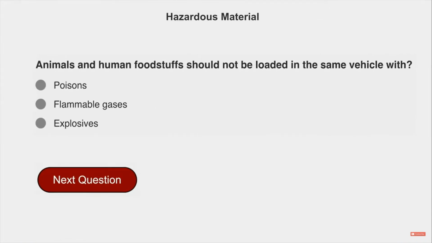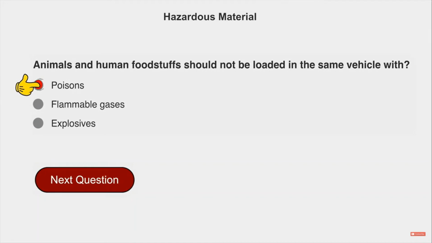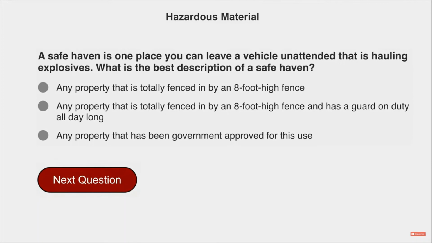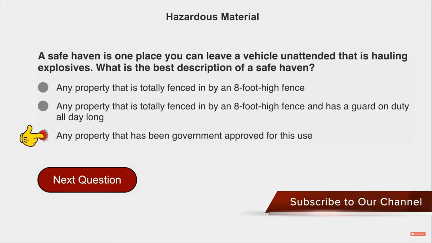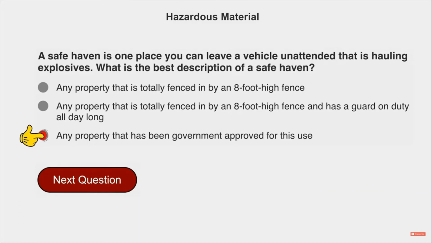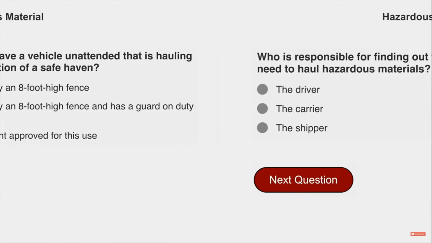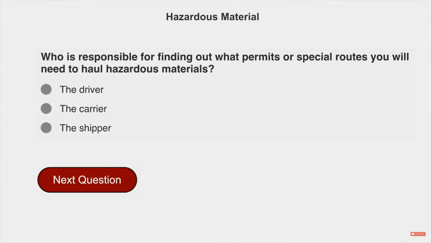Animals and human foodstuffs must not be loaded in the same vehicle with poisons. A safe haven is one place you can leave a vehicle unattended that is hauling explosives. What is the best description of a safe haven? Any property that has been government approved for this use. Who is responsible for finding out what permits or special routes you will need to haul hazardous materials? The driver.